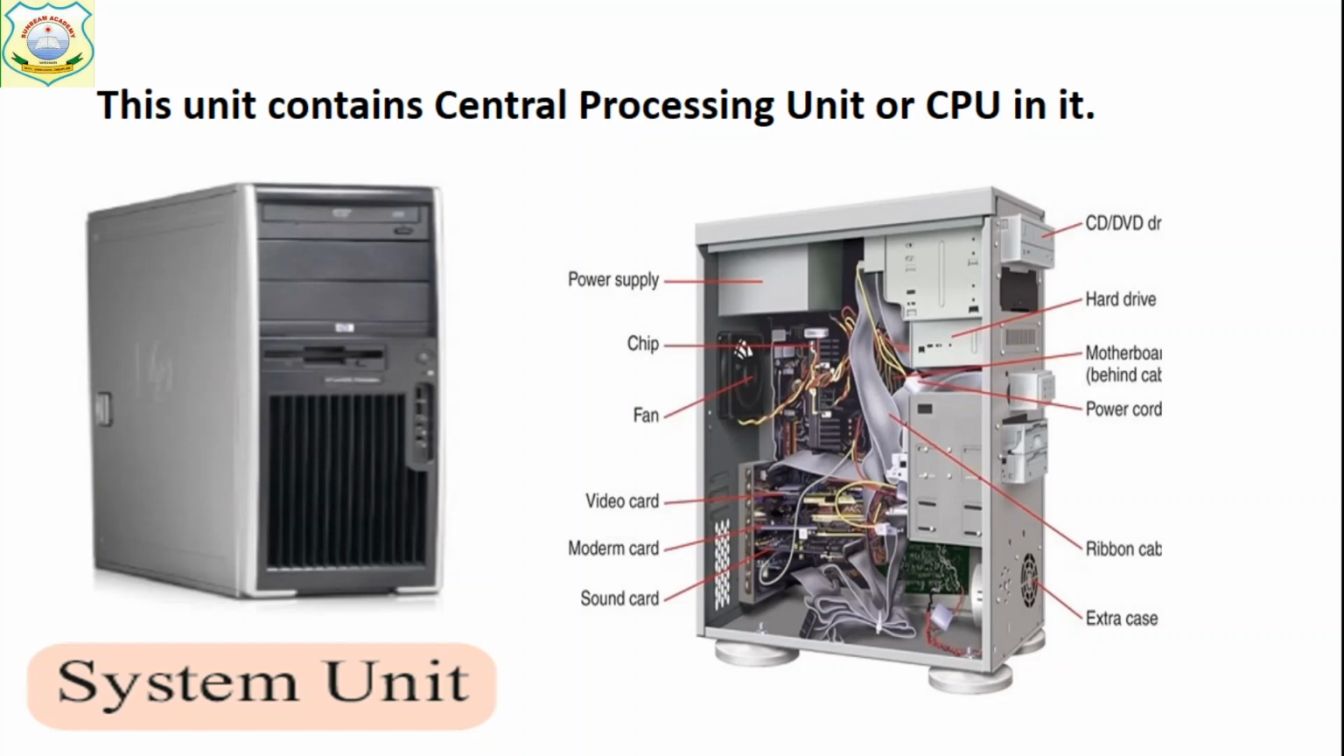See, and then see, power supply is here, fan is here, video card, modem card, sound card, hard drive, motherboard, power cord. All these are working units. You will study these in higher classes. Okay, now at your level, just see these are the important working parts of the computer. So all the working parts of the computer are inside the system unit. And CPU is what? Central processing unit. It is the brain of the computer. It is also inside the system unit.